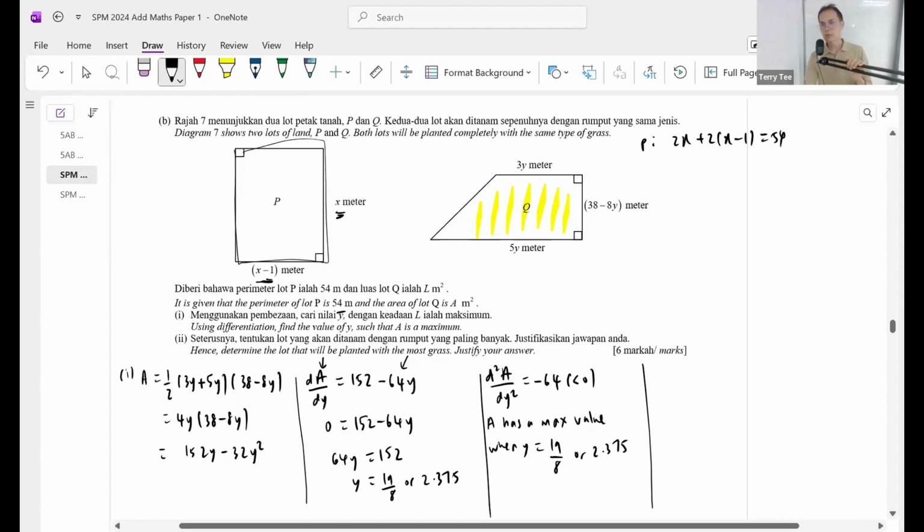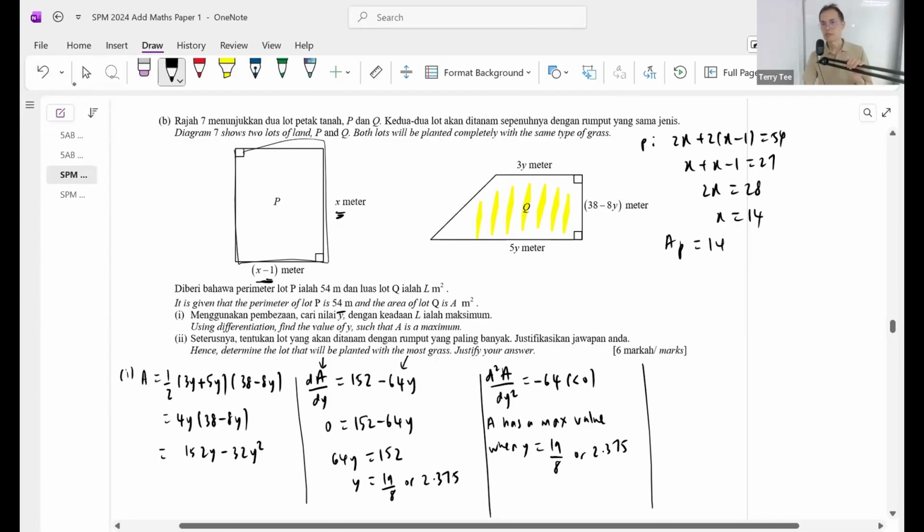Maybe we divide by 2. x plus x minus 1 is 27. 2x is now 28. x is 14. If you know the value of x is 14, you can find the area of P. We take the length first. The length should be 14.